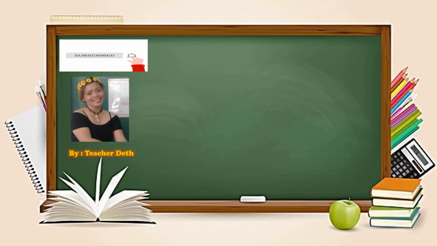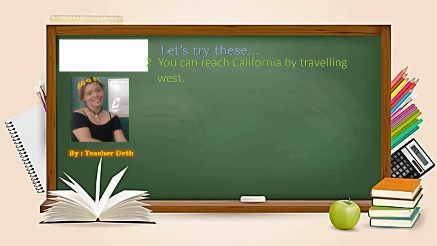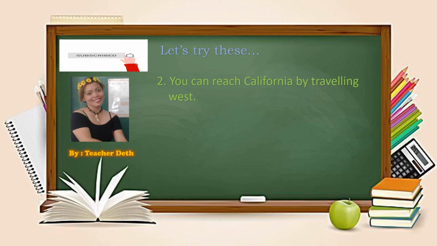Now for our number 2. You can reach California by traveling west. So what kind of sentence is that? Very good. That is a declarative sentence. Why can you say that it's a declarative sentence? Yes, because it is simply stating or telling. Then as you see, we are using the period at the end of our sentence, right? Very good. Let's move to number 3.